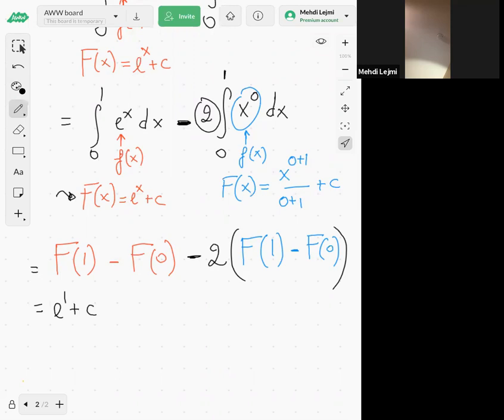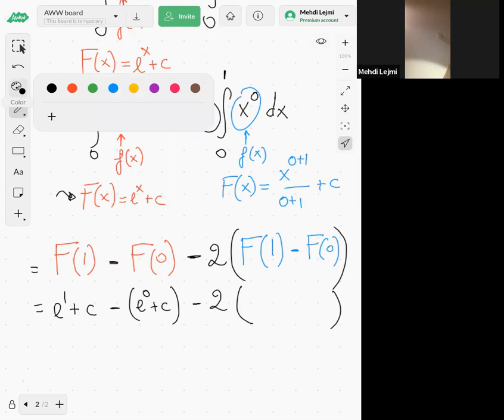So minus, there's this minus, so here's minus capital F of zero. You just substitute x by zero. So that's e to the zero plus c. All right, minus two. And here we're going to have this capital F. This one here, x to the power zero plus one is just x over one. So it's just x plus c, right?